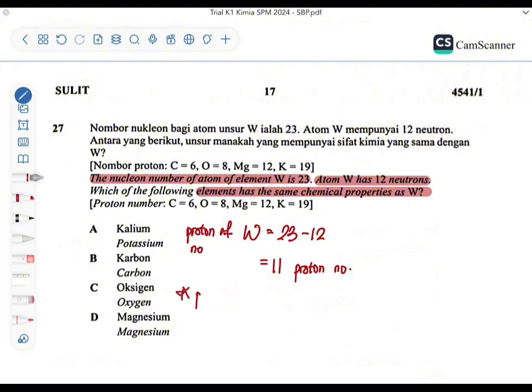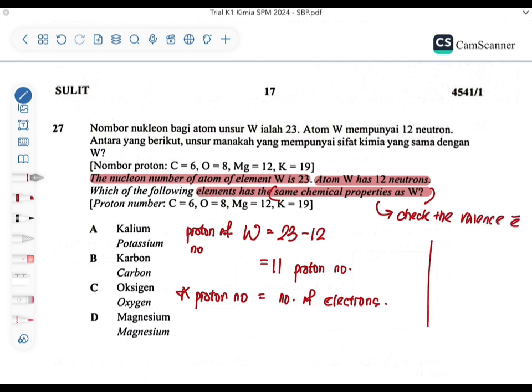Okay, so we know that this proton number is actually the same as the number of electrons. So in this case, W has 11 protons, so it also has 11 electrons. If you want to find whether one element has the same chemical properties as another element, we need to check the valence electron.